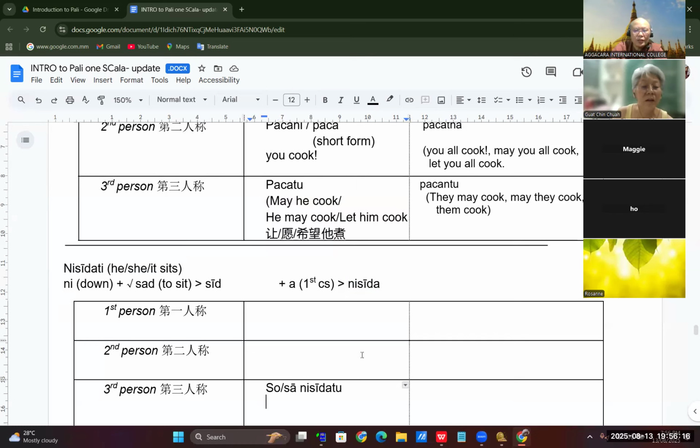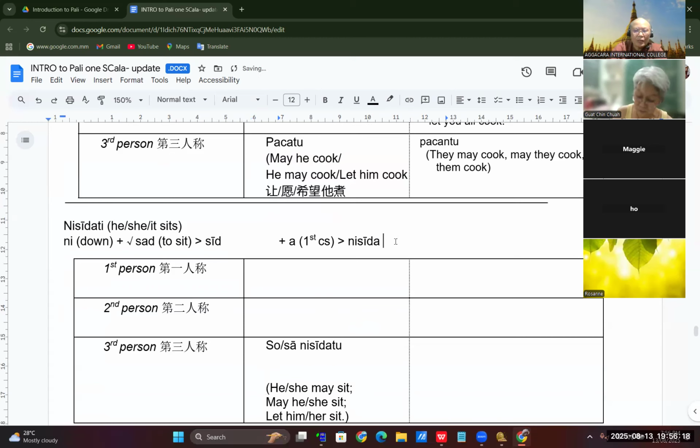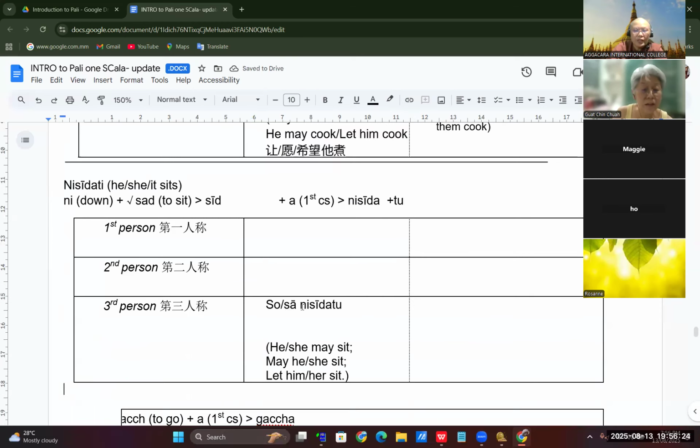So normally we put the nisida, then you add the tu. All right. So you got the nisidatu. So it will be he sits. Sa will be she sits. So we can say he or she may sit, may he or she sit, let him or her sit. Okay. So this one, right.